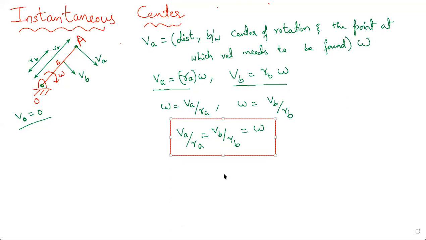The only logic we should remember here is that this is perpendicular, right? The line connecting the center of rotation and the point at which you need to find the velocity is perpendicular. It means the direction of velocity and the line connecting it to the center of rotation are perpendicular. Here also, the direction of velocity and the line connecting the center of rotation are perpendicular, right? So this is the basic concept of the instantaneous center. Got it? We know about the center of rotation now.